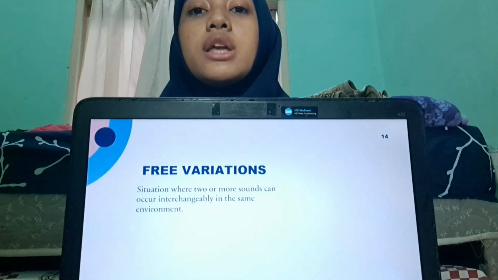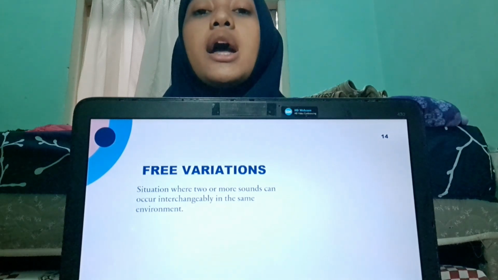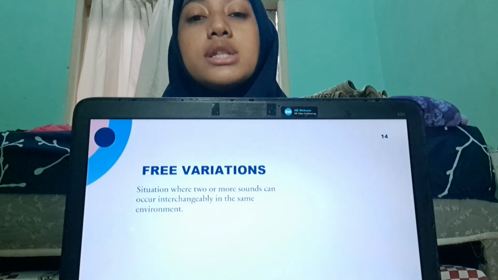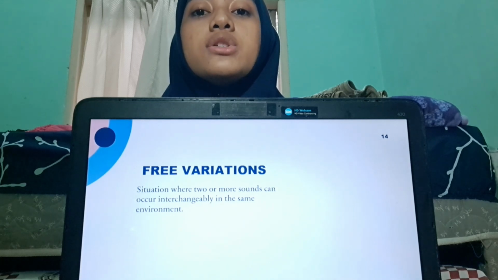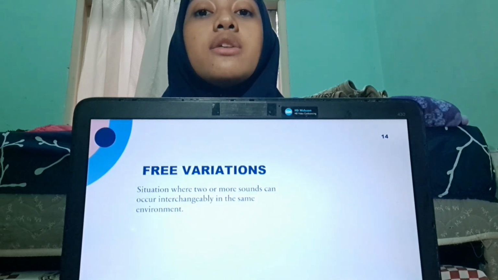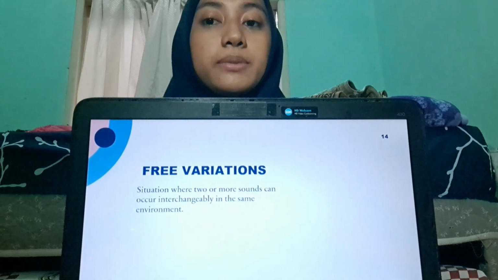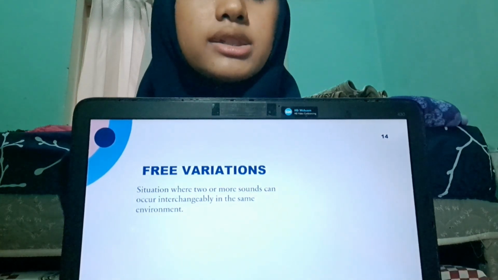Free variation involves two or more sounds that can appear in the same environment without changing the word meaning. It reflects speaker preference, accents, or dialects, and lacks fixed rules for usage. Sounds in free variation are allophones of the same phoneme. For example, like this.